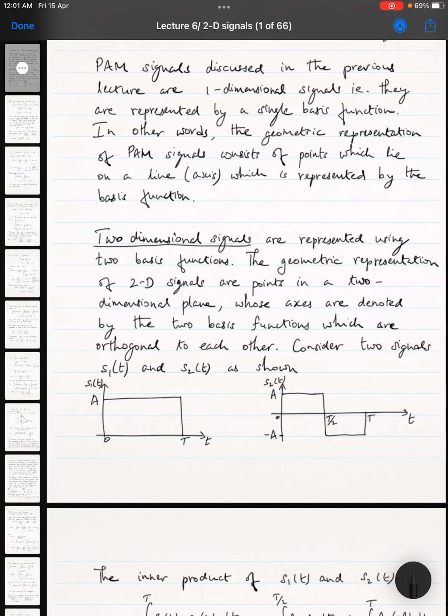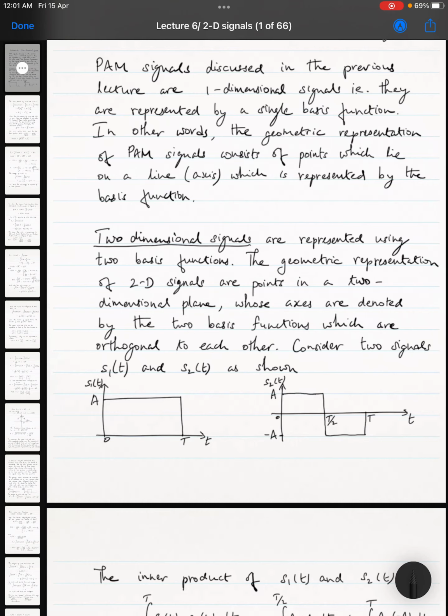All right. Let us today extend our discussion to two-dimensional signals. And we are going to talk about two-dimensional signals both in the baseband as well as in the bandpass today. And we are going to see how we can construct not just binary signals in two dimensions, but also M-ary signals in two dimensions. And we will do so for both baseband as well as for bandpass.